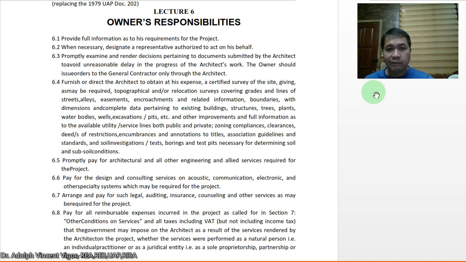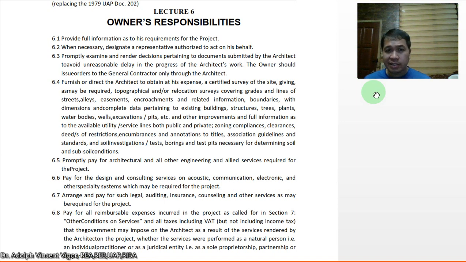Then also encumbrances and annotations to the title, association guidelines and standards, because some subdivisions here have certain standards as to what's the minimum cost of the house that should be built in your neighborhood, or what the design character should be.